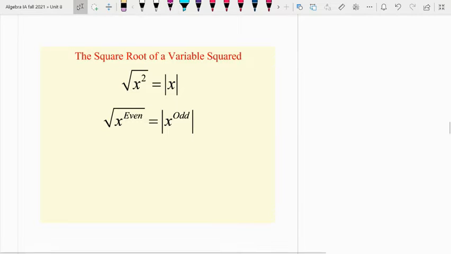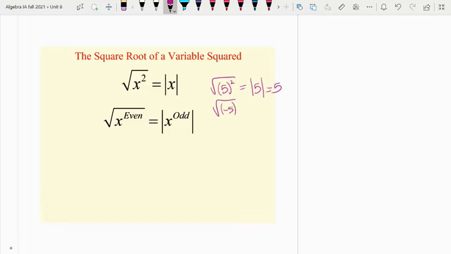For the square root of a variable squared, if I take the square root of an even power and I end up with x to an odd power, I put the absolute value bars. For instance, if I have the square root of 5 squared, that is the absolute value of 5, or 5. Or if I had the square root of negative 5 squared, it's the absolute value of negative 5, which is also positive 5. That's why we end up with positive each time.